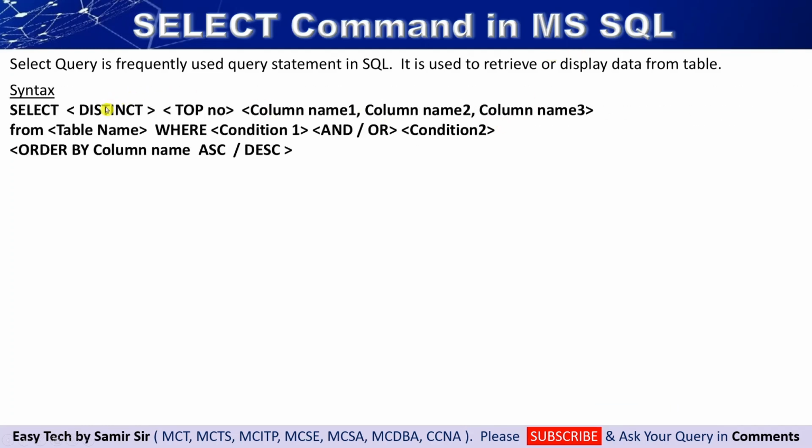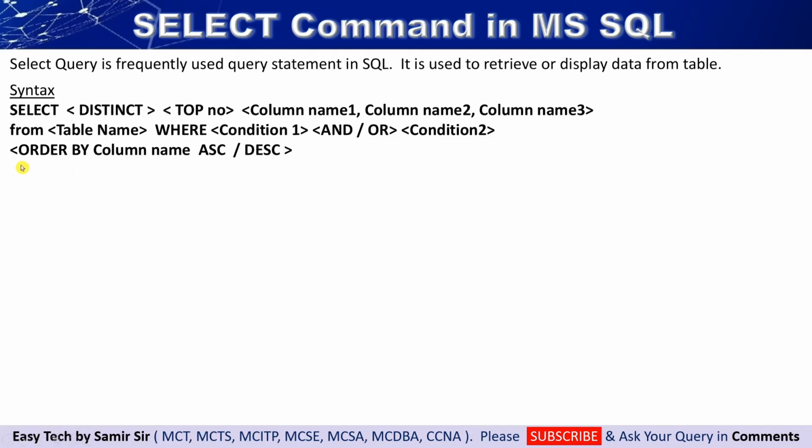The syntax of the select command is select distinct top number, column name 1, 2, 3, 4, or if you don't want to use column names, you can use a star, from table name, where condition 1, condition 2, condition 3. If there is more than one condition, use either and or or in between two conditions. To learn the different conditions and how to use and, or and other operators, there is a separate video on YouTube where I discuss SQL queries in more detail. The link is in the description.